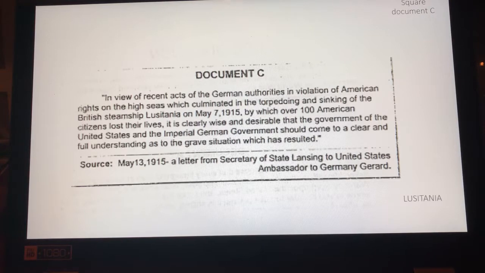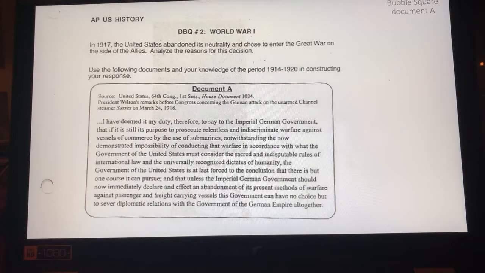We're going to go to the next document. And this is basically the Lusitania. Y'all learned about this last year. But the Lusitania does have a dramatic impact on America. Our next document we're going to go to is the first page. That's a bubble document, document A. And the source is the United States.